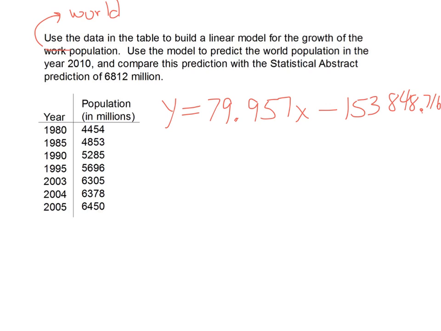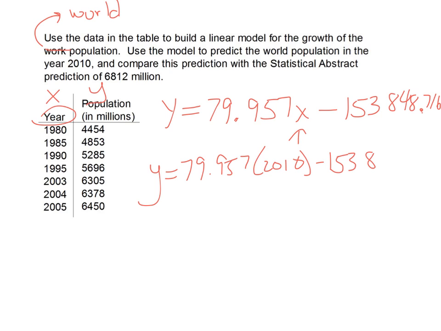All right, now remember, this is in millions. So this is our regression equation. Years are X, population is Y. So if I want to predict the world population in 2010, that's an X, because years are X. So put in 2010. Y equals 79.957 times 2010 minus 153,848.716. And if you do that, you should get about 6,865 million people.